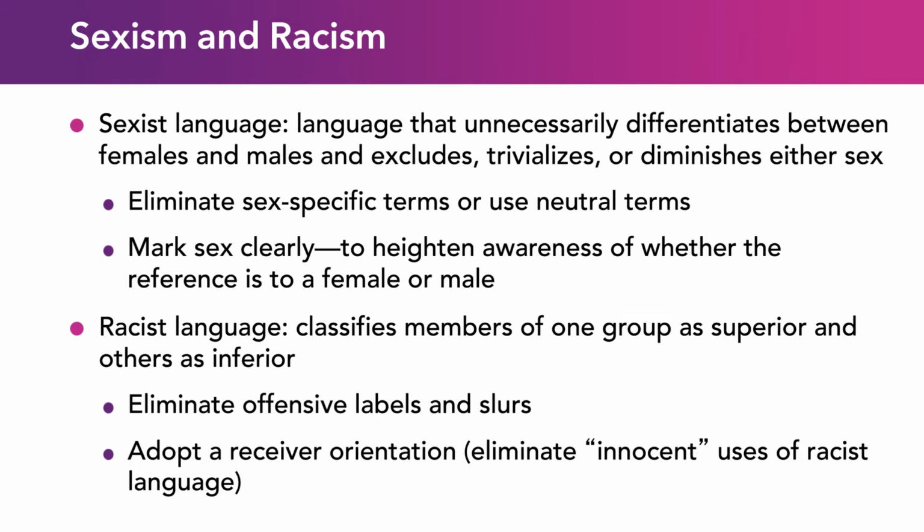Racist language is also demeaning because it classifies members of one group as superior and others as inferior. So how do we make sure that we are not using offensive language? We need to eliminate offensive labels and slurs. And the book talks about how people say, oh, it was just a slip of the tongue, or, oh, I was just making a joke with a friend. I didn't mean anything by it.